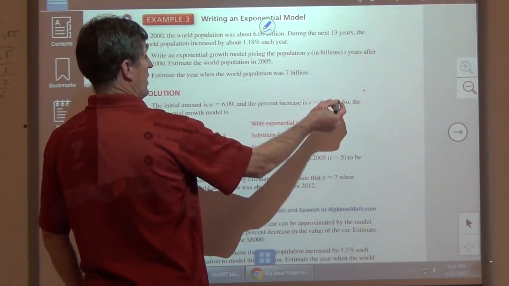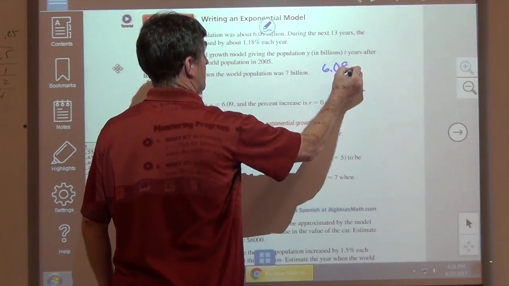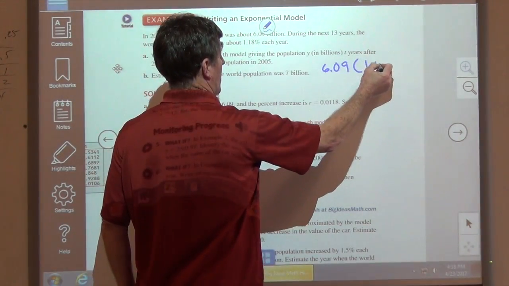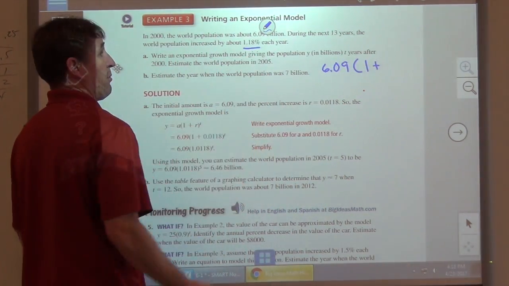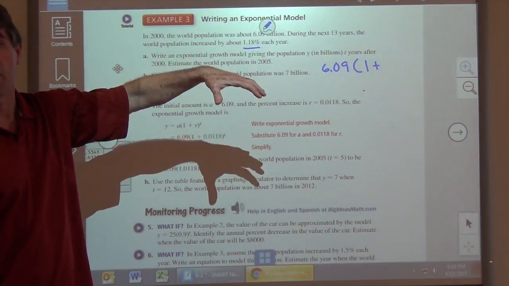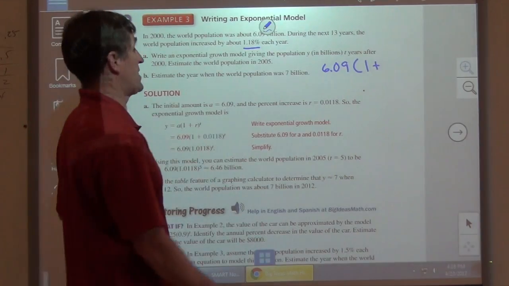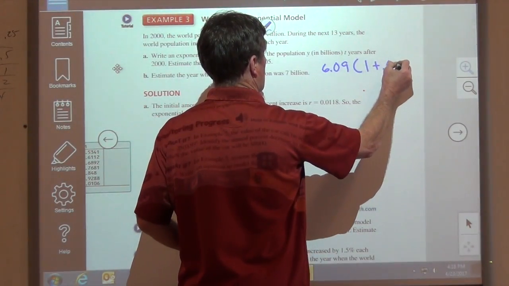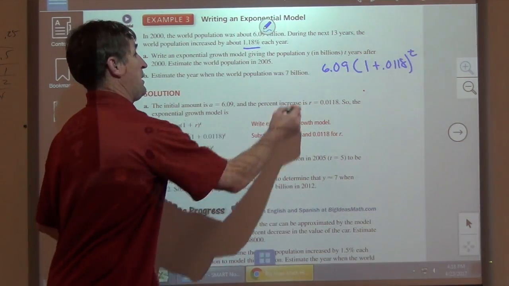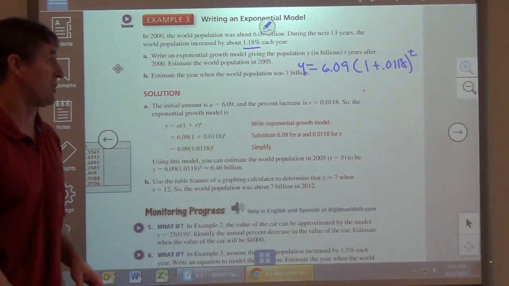So, we know our starting point was 6.09. That's our a value. And then 1 plus, it's going up 1.18%. Now remember, when you take a percent and put it in an equation, we have to move that decimal 2 places to the left. So it would be 0.0118. And then to the t. So this would be our equation.